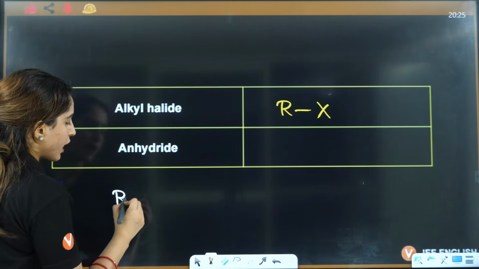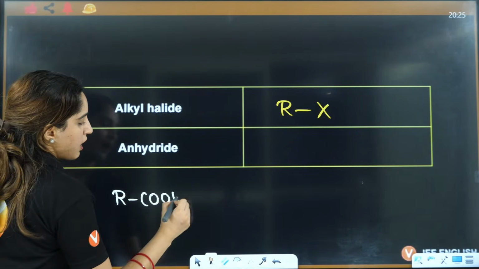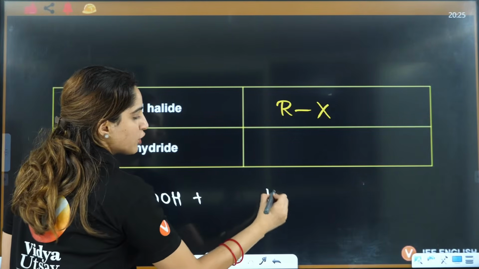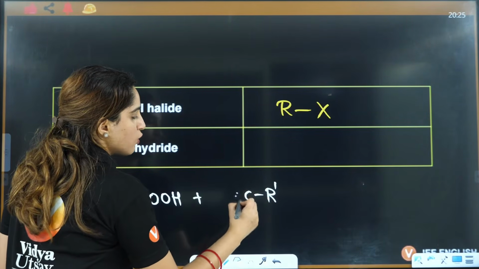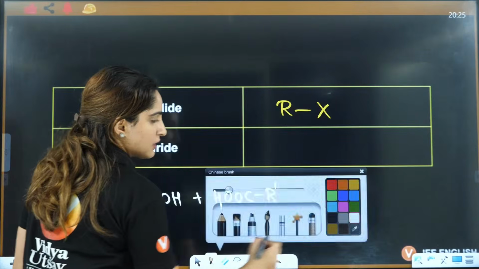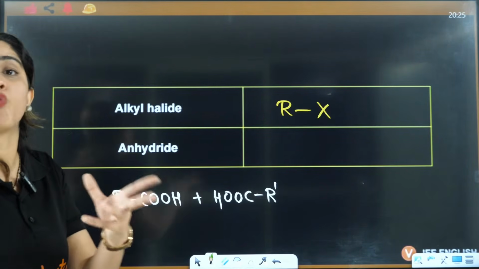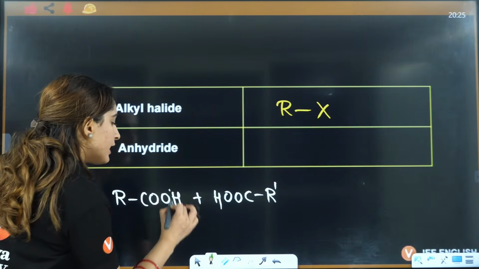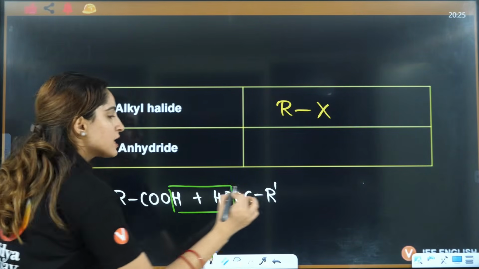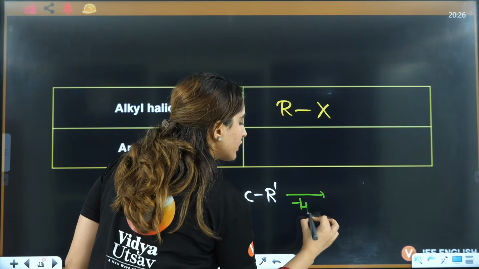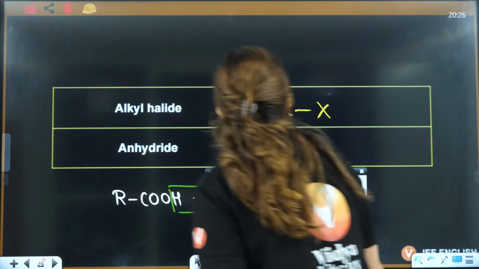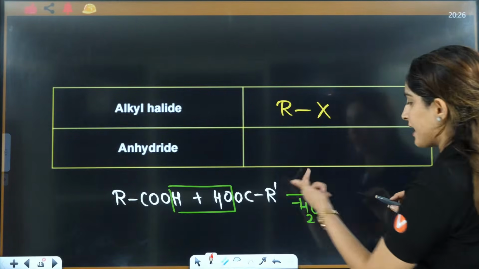You have two carboxylic acids, okay? RCOOH plus, let's say here you have R dash COOH. Now, anhydride means to eliminate water. So here you will eliminate water, right? When you eliminate water here, you will have the formation of a product that is called anhydride.